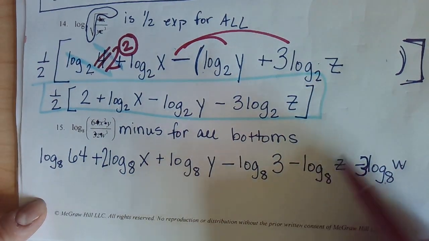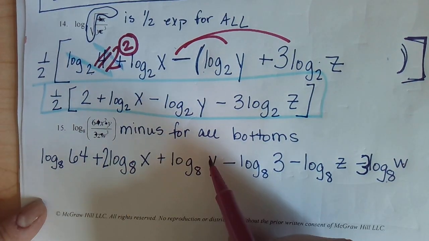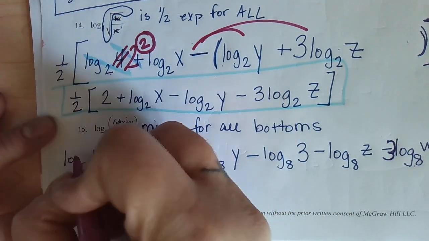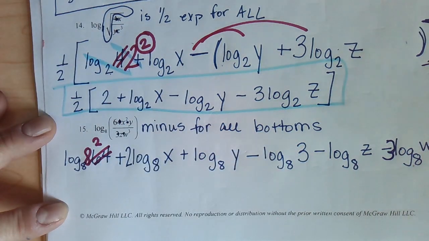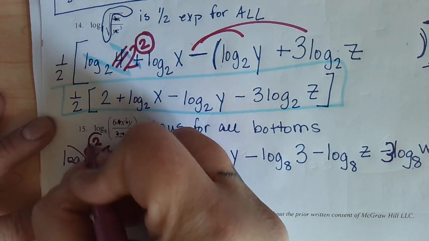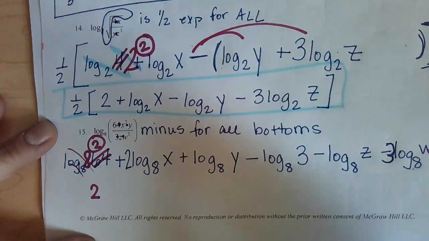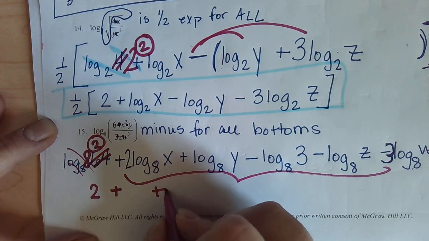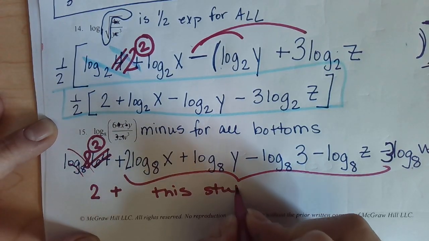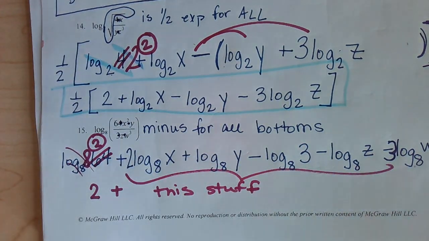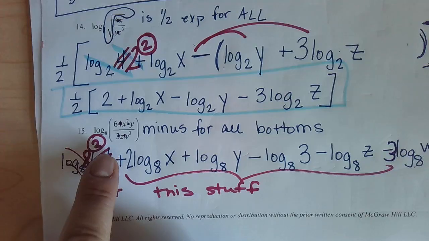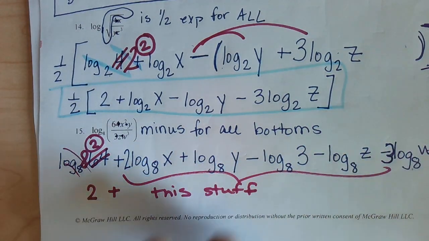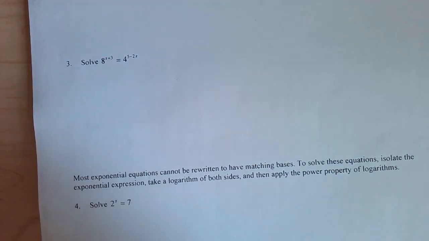8w, those are not the same. 8z, no. 8-3, no. 8y, no. 8x, no. 8^64, maybe. I could change that 64 to 8 squared, and then the pow cancels out to just that big fat exponent of 2, plus this stuff. I'm not going to write it all over again. So our answer would be 2 from this log base 8 of 64, plus all this other junk because it did not cancel.